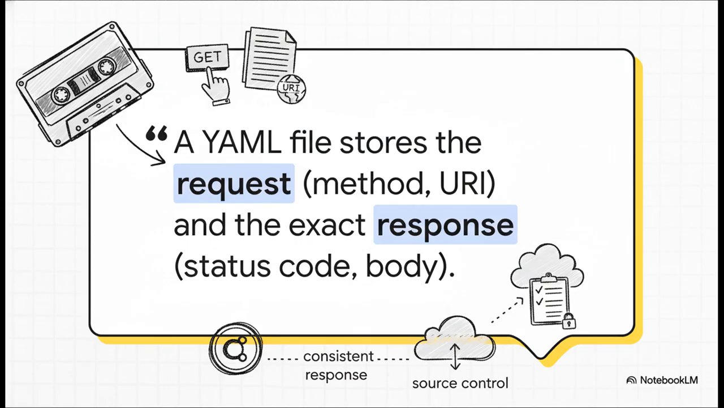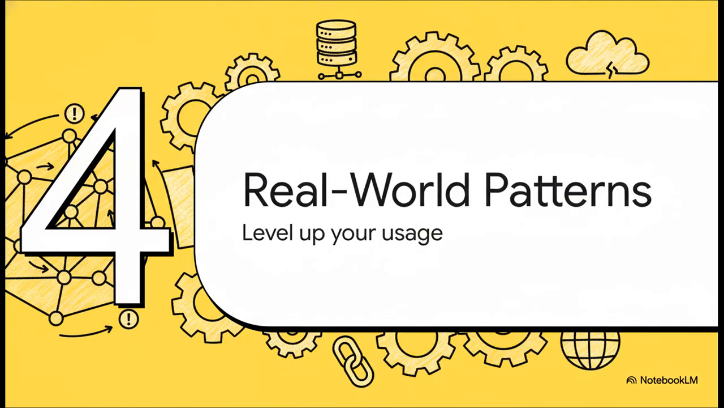You can see it's got the original request with the method and the URL, and right below it, you've got the exact response that came back from the server, the status code, the content, everything. The best part? You just commit this file to your Git repository along with your code. Now that test has a perfect, unchanging response ready to go forever.